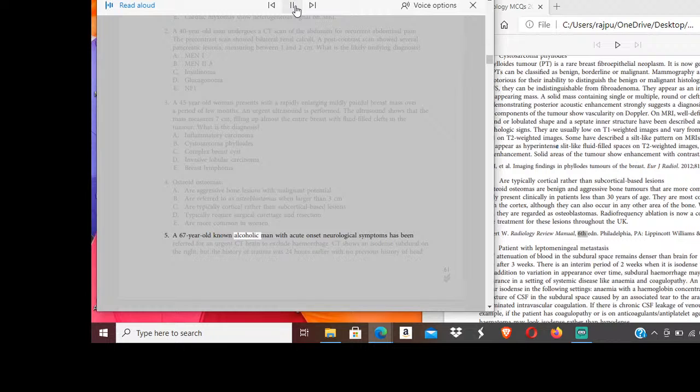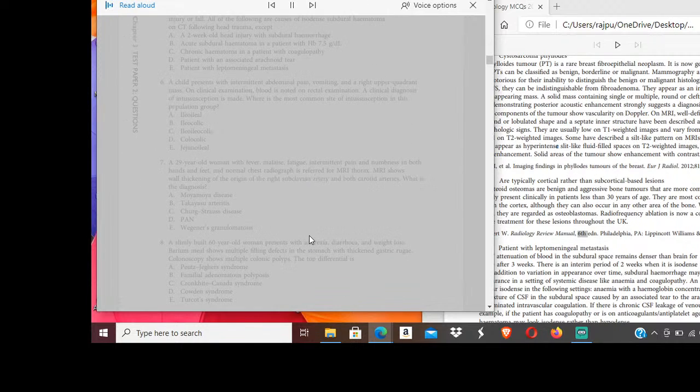67-year-old known alcoholic man with acute onset neurological symptoms has been referred for an urgent CT brain to exclude hemorrhage. CT shows an isodense subdural on the right, but the history of trauma was 24 hours earlier with no previous history of head injury or fall.